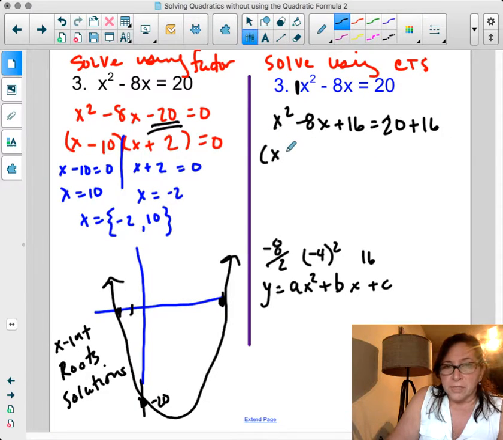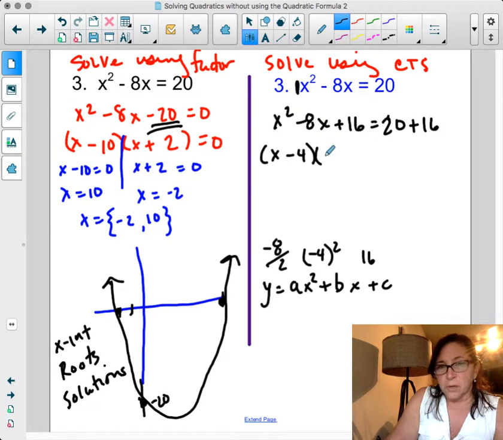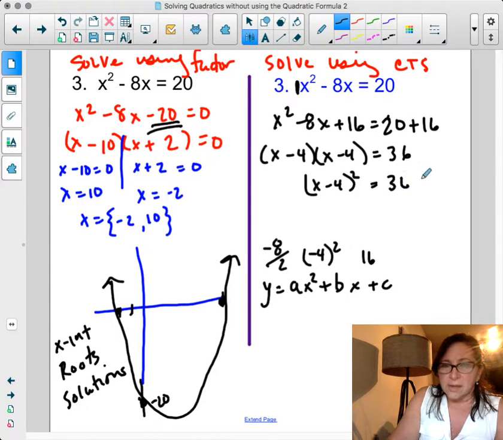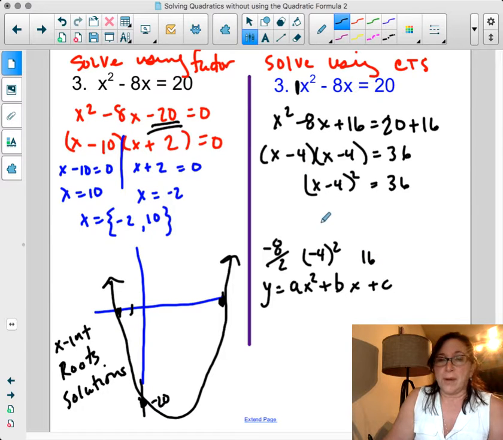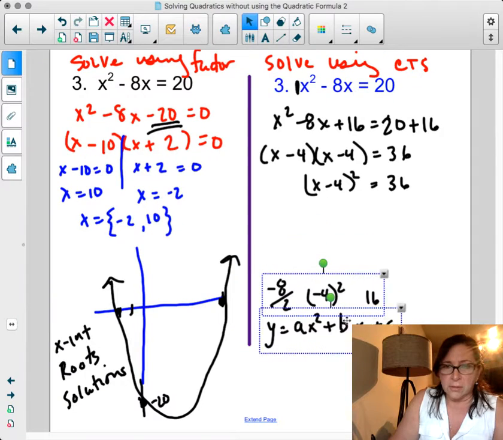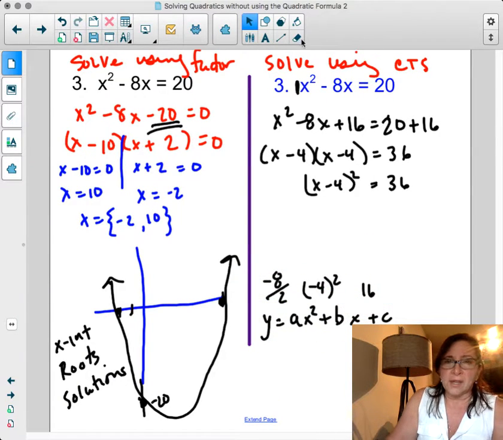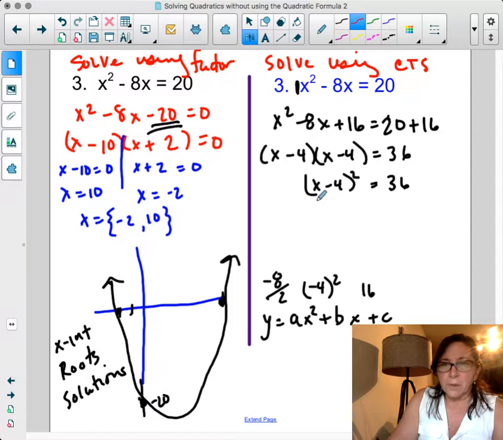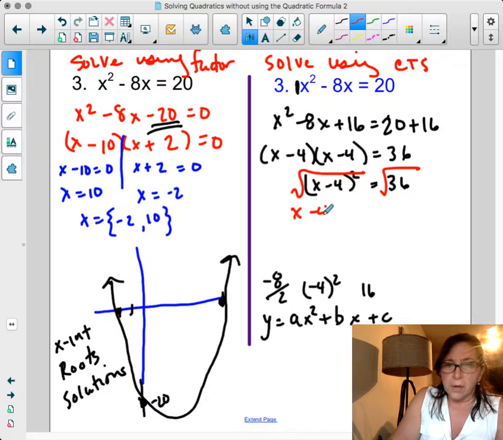Factoring is what you do next. So you're going to go x minus 4 times x minus 4. That's 36. You have x minus 4 quantity squared is equal to 36. Now, remember, you're trying to solve for x, and we're going to need to get the x out from underneath this square. So I'm going to move all this down a little bit. When I square root both sides, I'm going to get x minus 4 is equal to plus or minus 6.